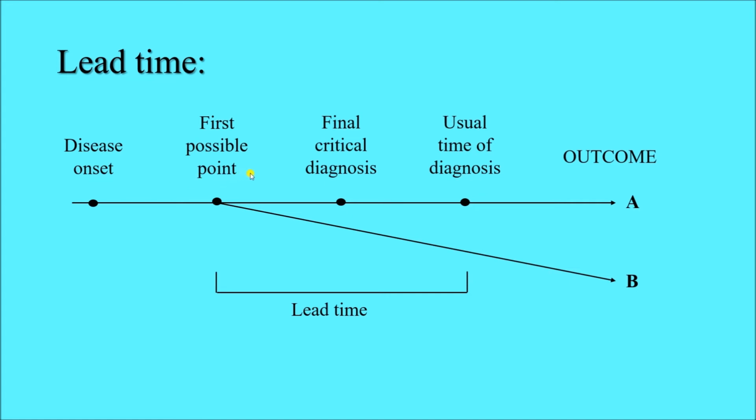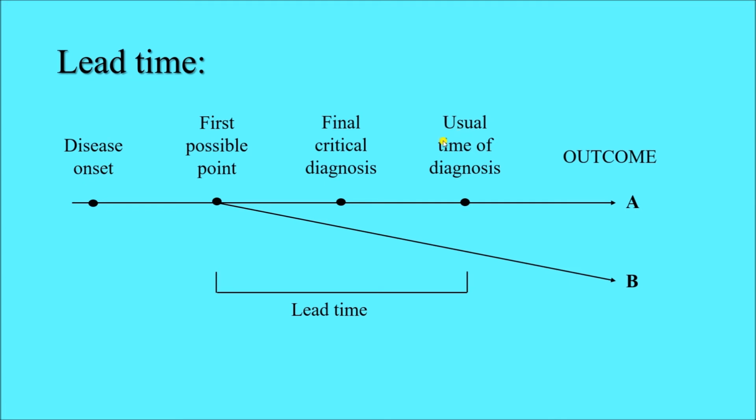So if we could diagnose the disease at the first possible point or anytime beyond that but before the final critical diagnosis, that means when there is no permanent damage, and if treatment or management is started, the disease will take a different course, like towards point B. If the diagnosis is done beyond the final critical diagnosis point, then it will take a different course, that is point A.